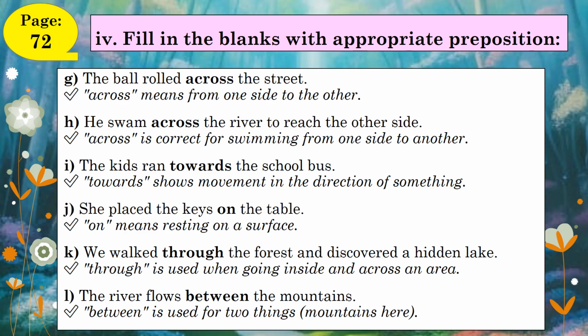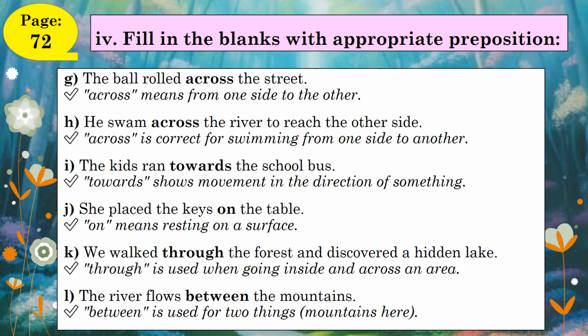7. The ball rolled across the street. Across is used here to show movement from one side of the street to the other. 8. He swam across the river to reach the other side. Once again, across shows movement through water from one bank to the opposite side. 9. The kids ran towards the school bus. Towards is used to indicate movement in the direction of the bus.